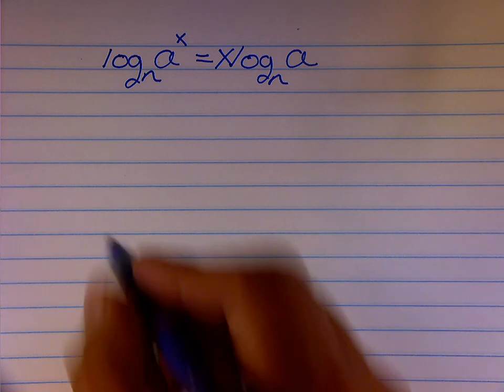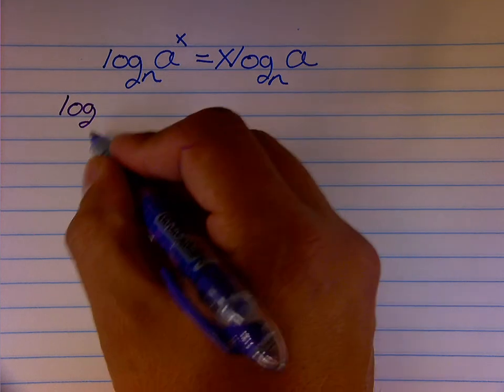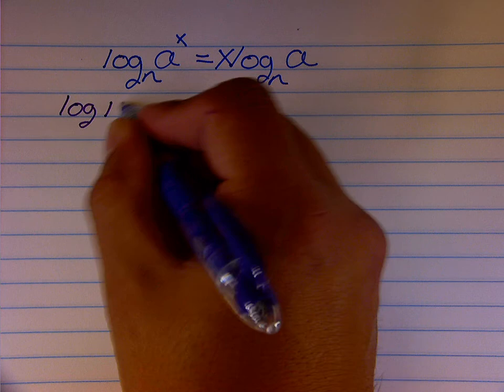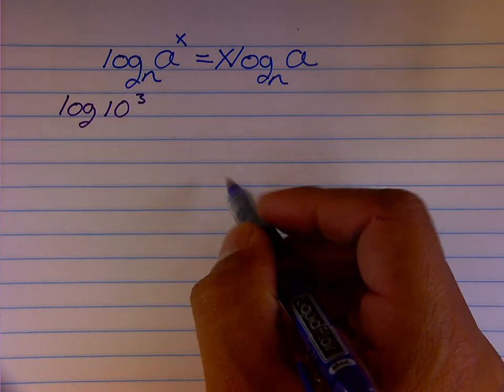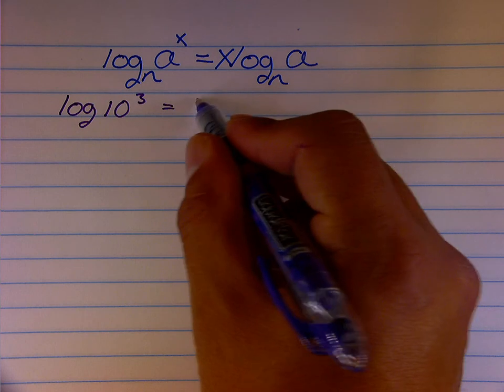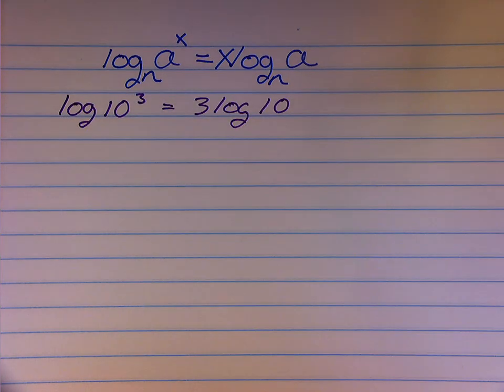For instance, log base 10 of 10 cubed. Here's my claim, that this equals x times log base 10 of 10. Which means on both the left-hand side and the right-hand side we can evaluate and come up with the exact same answer if this is true. So let's start with the left-hand side.